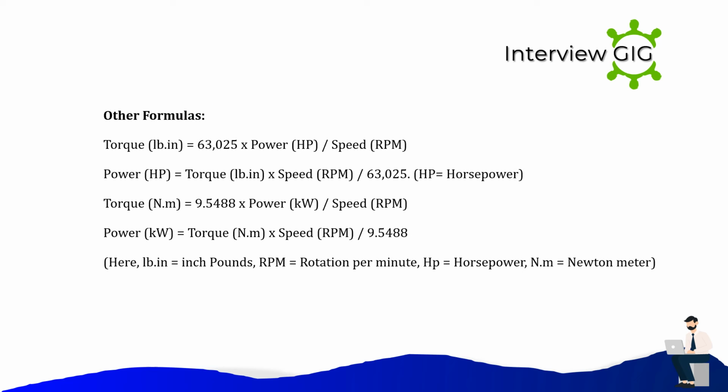Other formulas. Torque in lb-in equals 63,025 times power in hp divided by speed in rpm. Power in hp equals torque in lb-in times speed in rpm divided by 63,025. Torque in Nm equals 9.5488 times power in kW divided by speed in rpm. Power in kW equals torque in Nm times speed in rpm divided by 9.5488. Here, lb-in equals inch-pounds, rpm equals rotations per minute, hp equals horsepower, Nm equals Newton-meter.